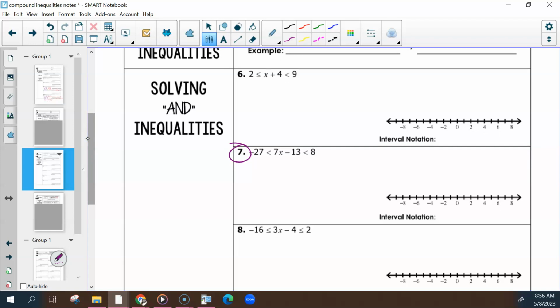Our goal here is to still solve for x by itself, but whatever we do to one piece, we're doing it to everything, unlike 4. So here, we could get rid of the 13 first by adding it, but we're going to add it everywhere so that it cancels in the middle and it gets pushed to the outsides. And then to get x by itself, you're going to divide everything by 7.